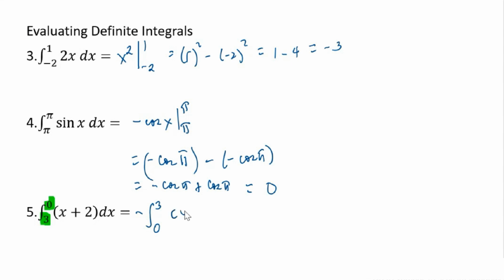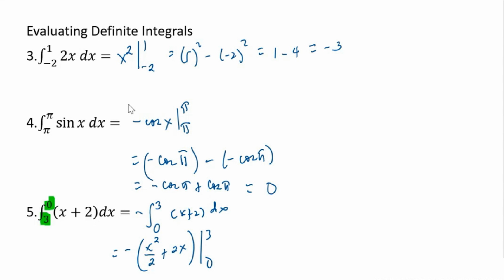Then right now, x plus 2 dx. So let us try to integrate. The first term will give you x squared over 2, plus the integral of 2 dx, which is equal to 2x. This will be evaluated from 0 to 3. I forgot to write the negative sign.